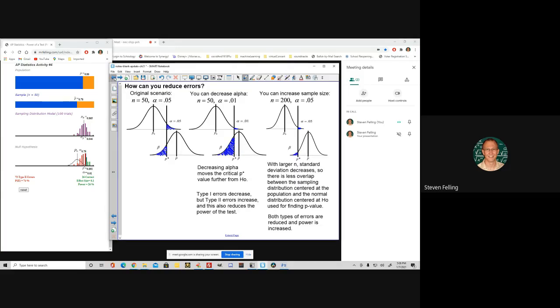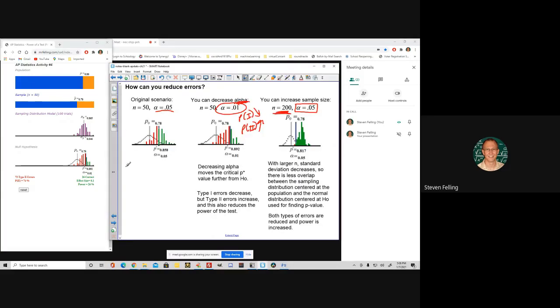Let me summarize it this way. If you're not able to change the sample size, so you have a fixed n, if you increase alpha, the result will be that beta will go down, because the probability of a type 1 error will go up, but you'll trade off and get a lower probability of type 2 error. And the power of the test, which is 1 minus beta, if beta goes down, 1 minus beta goes up.